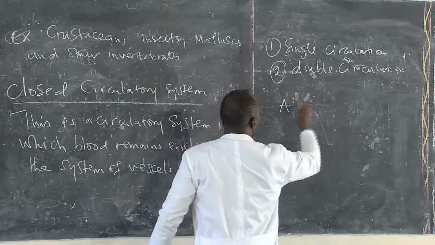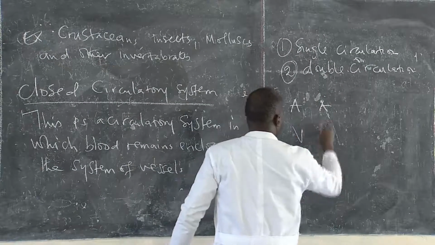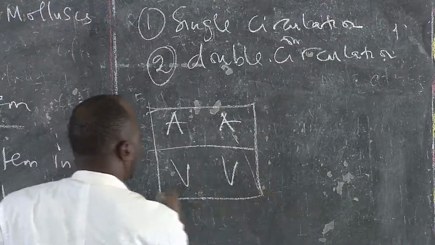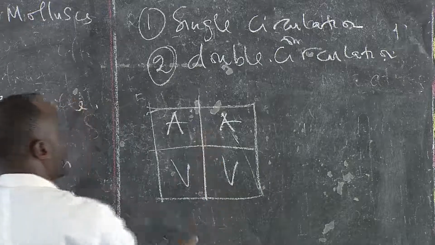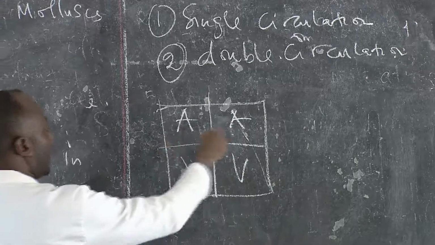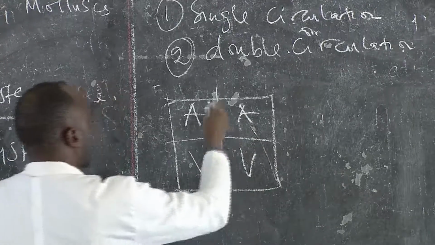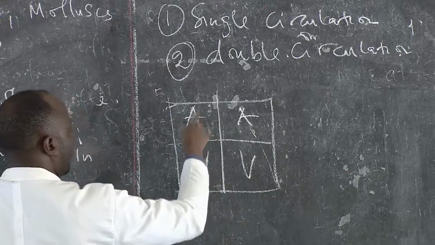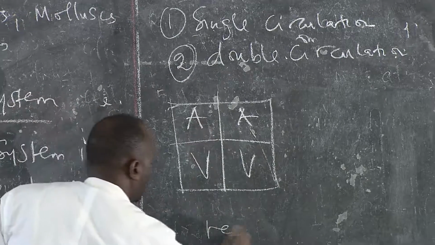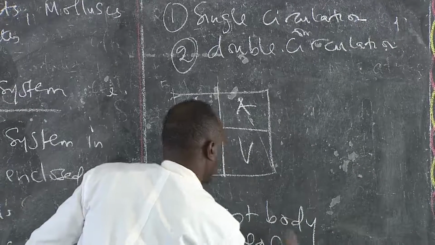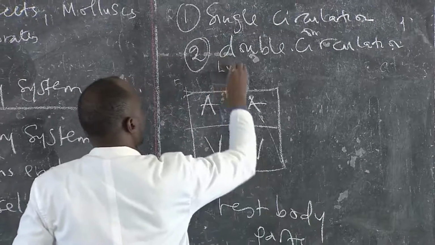I can give an example. Let me say this is A, and I say V. Here, I can just have a diagram like that. I just divide it because the structure of the heart is divided into 4 chambers. I have this one and this one, this one and this one. Then, we can have this one. This is supposed to be the rest parts of the body. All right? We have the lungs here.